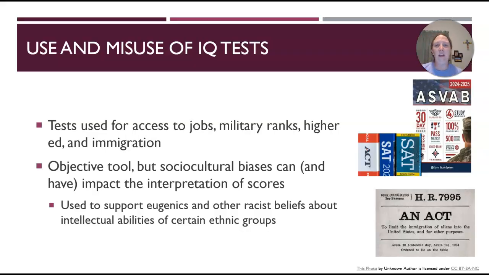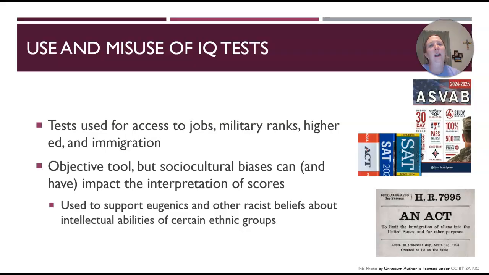On the one hand, IQ tests are objective tools, which means they're very black and white. You take a test, you get a score. However, there are sociocultural biases that can and have impacted the interpretation of scores and have been used as evidence to treat people differently, to perhaps support the eugenics movement or other racist beliefs, like in early history, in the 1920s. That's what my picture is on this slide.